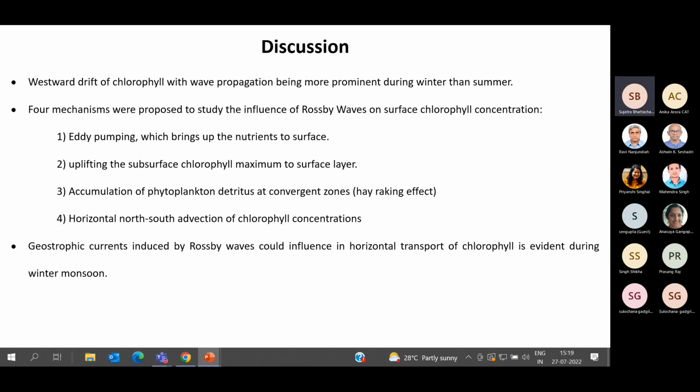But this uplifting of surface chlorophyll, I don't know much, but there might be microprocesses also, like double diffusion and all. I don't have a clear idea about that.